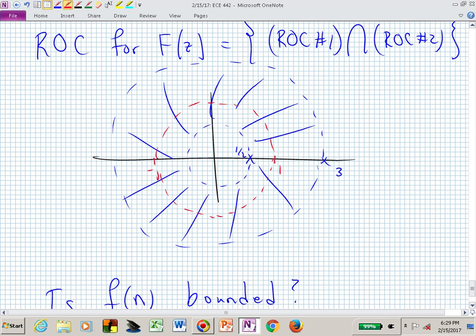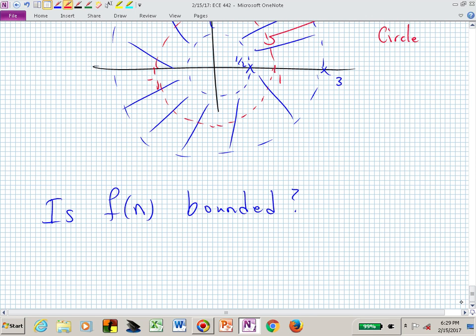But now I hope it's clear that this unit circle is inside our region of convergence. So another way of concluding is that little f of n is bounded. Yes, and f of n was both right-sided and left-sided. It was two-sided. It was defined for all values of n. The side that was right-sided decayed. The side that was left-sided decayed as we went further and further away from n equals 0.